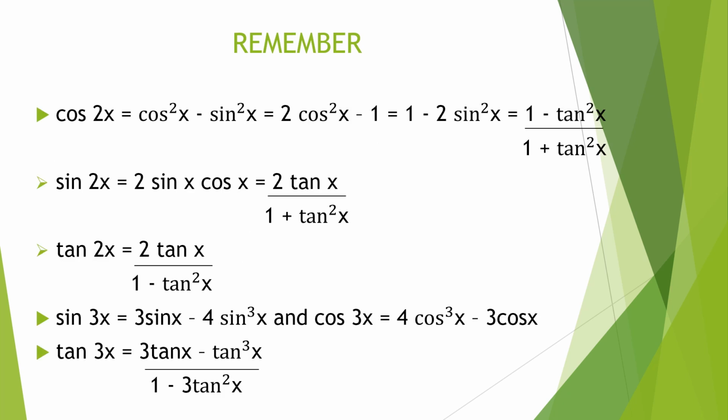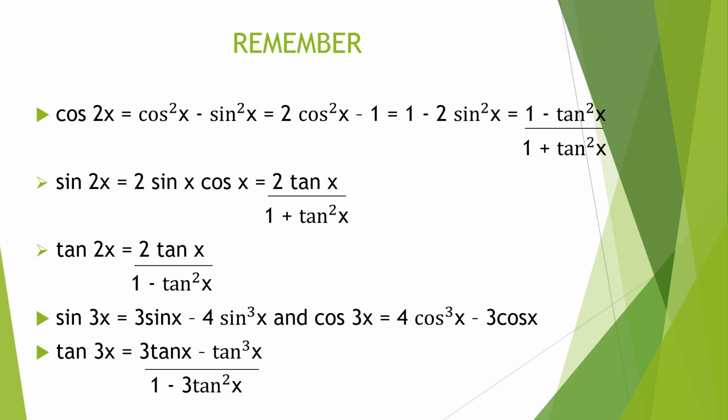Next set of formulae is for the angles when you take twice the angles. So cos 2x is cos square minus sine square. That means if you write sine square in terms of cos square, you will be getting it as 2 cos square minus 1. And if you write cos square minus sine square in terms of sine square, then cos square is 1 minus sine square. So ultimately it will be 1 minus 2 sine square.